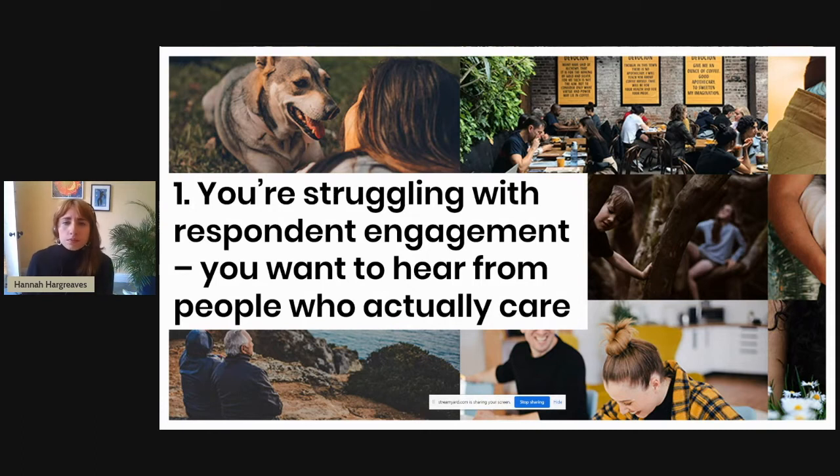Social is the complete opposite of this, because it gives you access to the opinions of people who actually really care about your topic. People who are engaged enough with your brand or your category or issues like sustainability that they will post about them online spontaneously for free. And so this can help you if you're struggling with issues with poor respondent engagement.